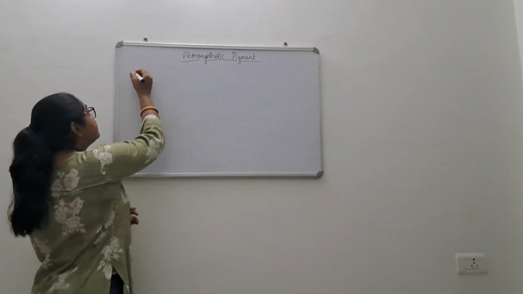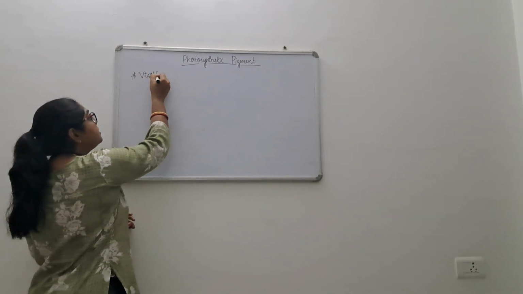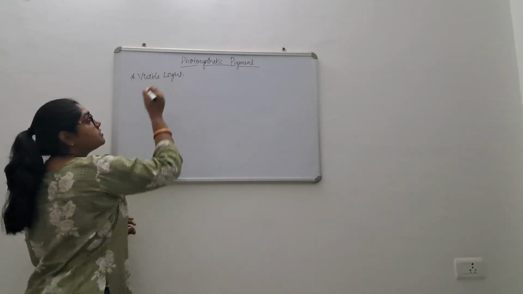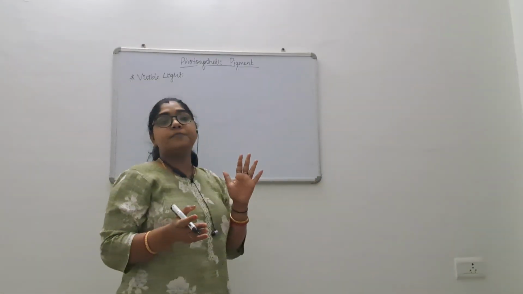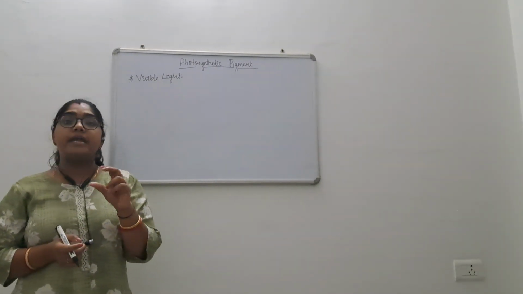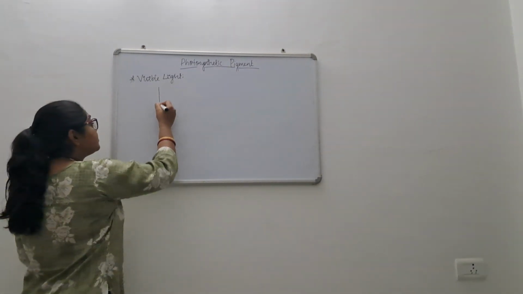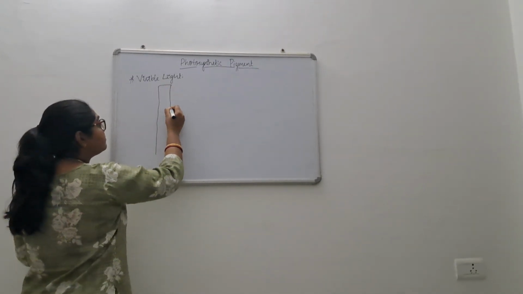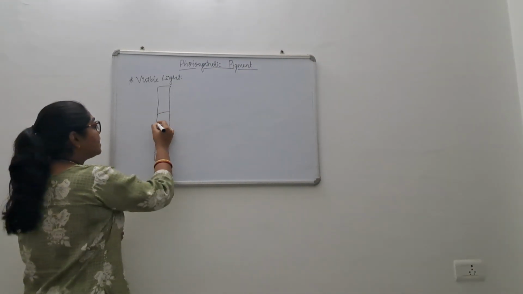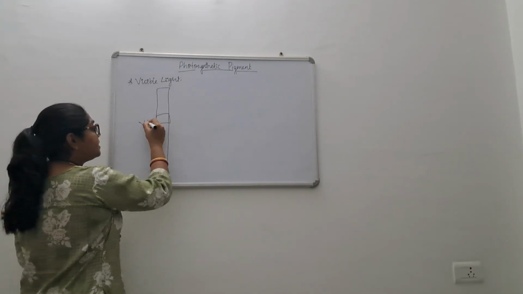So let's start with visible light. The Sun emits a broad spectrum of light to the universe, but a very small portion of this light spectrum enters into the earth. That is known as visible light. So if this is the light spectrum which is emitted by the sun, then a very small portion of this enters the earth, and this is known as visible light.